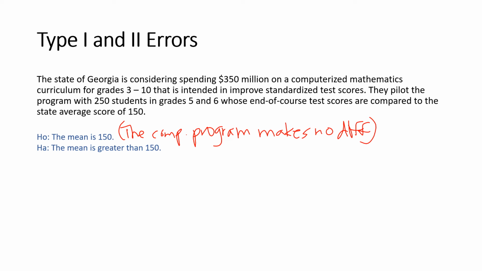Okay, the alternative hypothesis that they're trying to prove is that the mean is greater than 150. So if the students that access this program score better than everybody else, you're going to think that it works and you're going to spend the money on it. So here we're saying the computer program works.